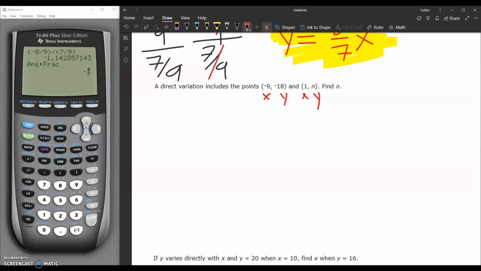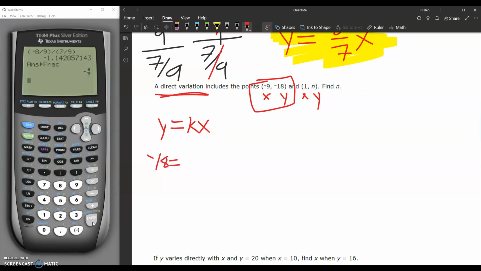So what we have to do this is, again, it's direct variation, so we're going to be doing y equals kx. And what we're going to go do, we're going to plug in this first set of points and figure out what k is. And then we're going to use that info to go find, now it's asking us to find y here when x is 1. That's what it says in English, at least. So I'm going to put negative 18 in for y.